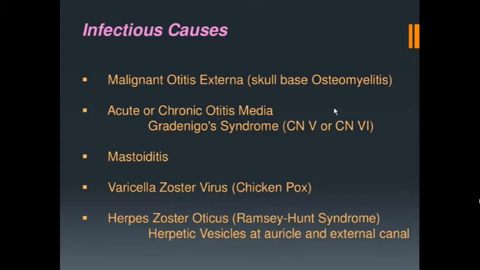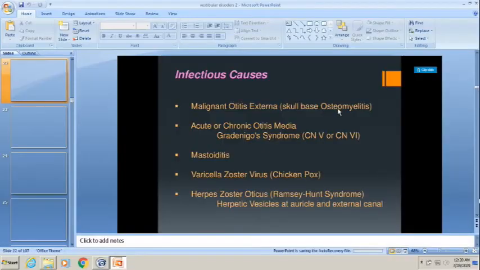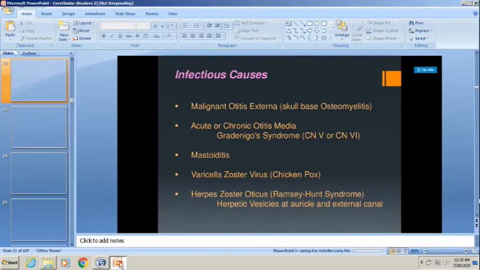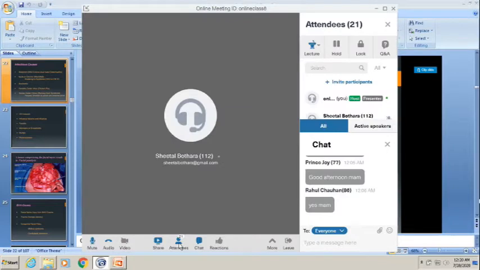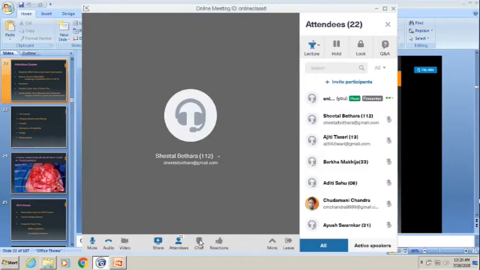Yes, anybody? Reply me in chat. I'm waiting. What is the causative organism of malignant otitis externa? There's no point in googling. Are you telling me by googling? What is the possible cause?